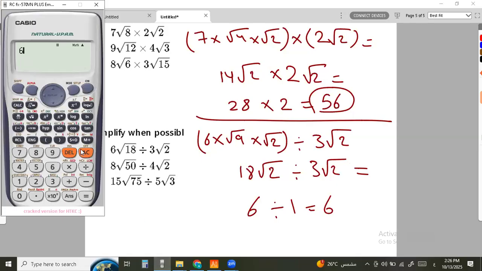Here you go. 6 root of 18 divided by, why did it erase everything? 6, again, root of 18 divided by 3 root of 2 equals 6, as we did.